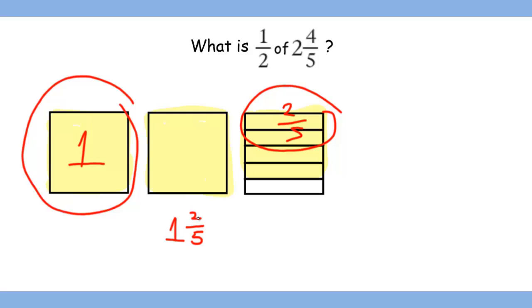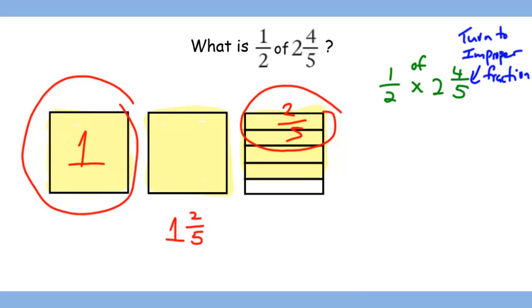So how do we do this mathematically? First, let's write a number sentence for this question, which basically means half of means times right here, 2 4/5. It's very easy to multiply fractions if they are just a fraction format. So we will first turn this into improper fraction, which is basically the whole number times the denominator, adding back to the numerator, which gives you 14/5 times 1/2.